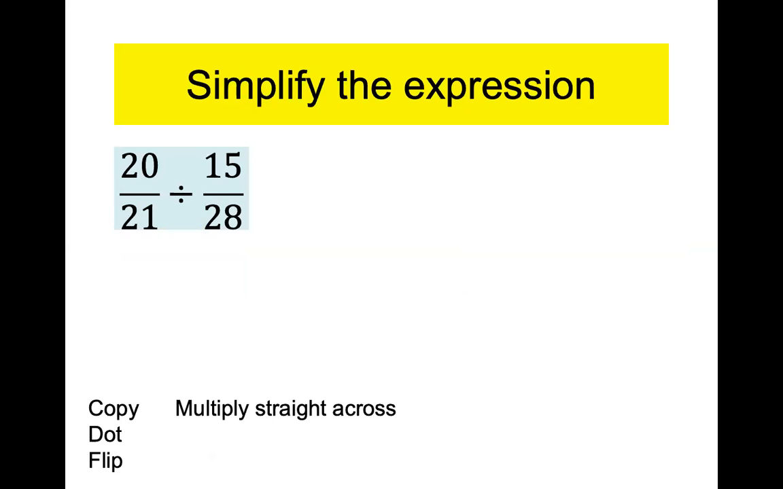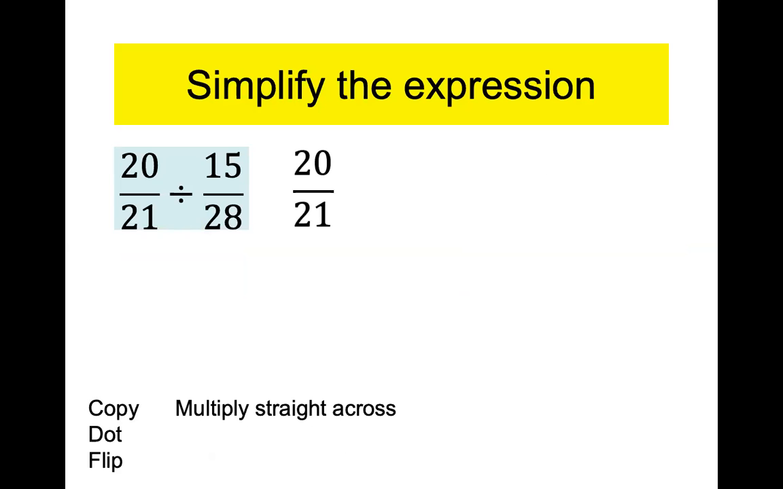So how is it done? Ugly, ugly, ugly. For me, I'm not going to cross-reduce first. That's probably the only mistake I'll see. Some will say, oh, cross-reduce, and then they'll do a copy, dot, flip. No, it doesn't work that way. You must do a copy, dot, flip first for division. If you cross-reduce first, you get it wrong.